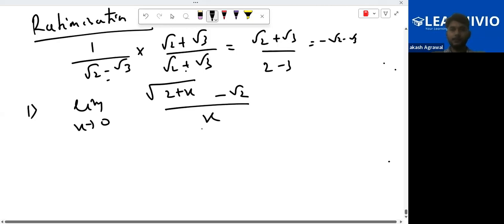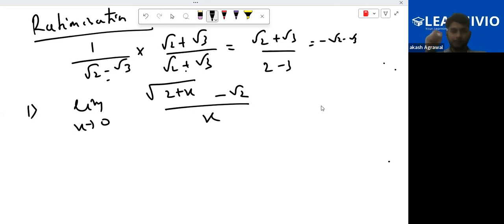Whenever you face a question of limits, first method is direct substitution. Put x as 0 and see, so it will become 2 minus 2, 0 upon 0, so not getting the answer. Then try the factorization method, then do the rationalization. Always use this order.